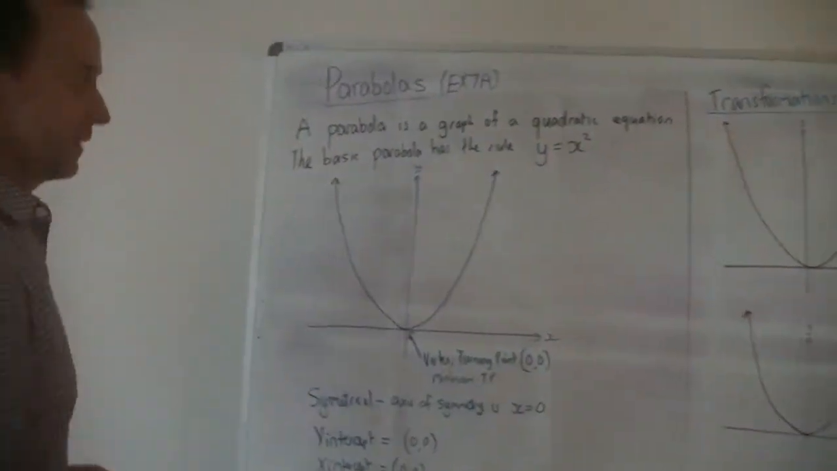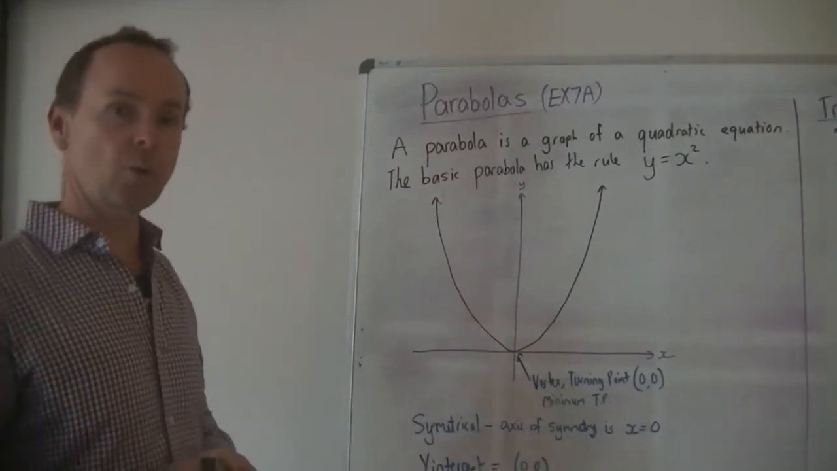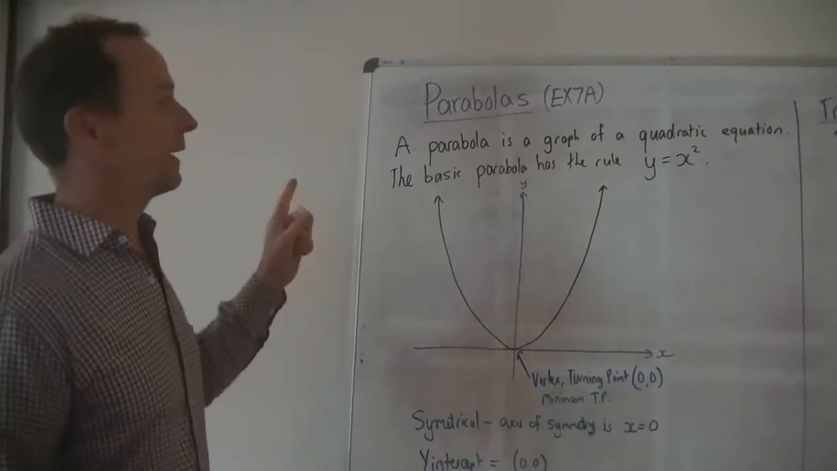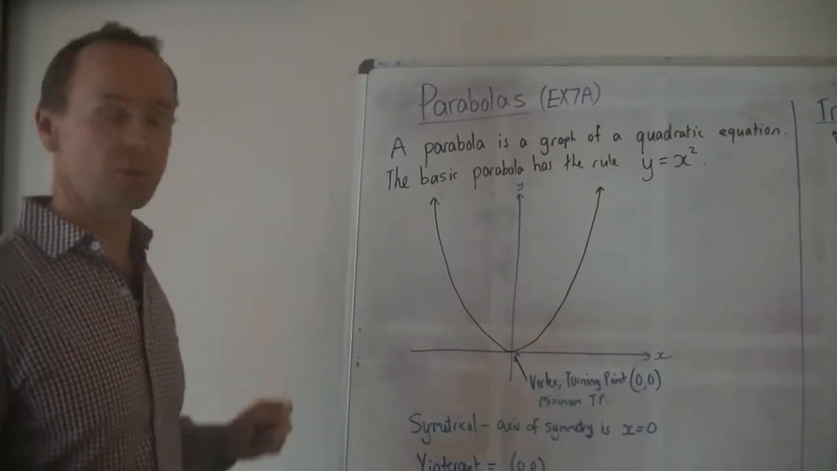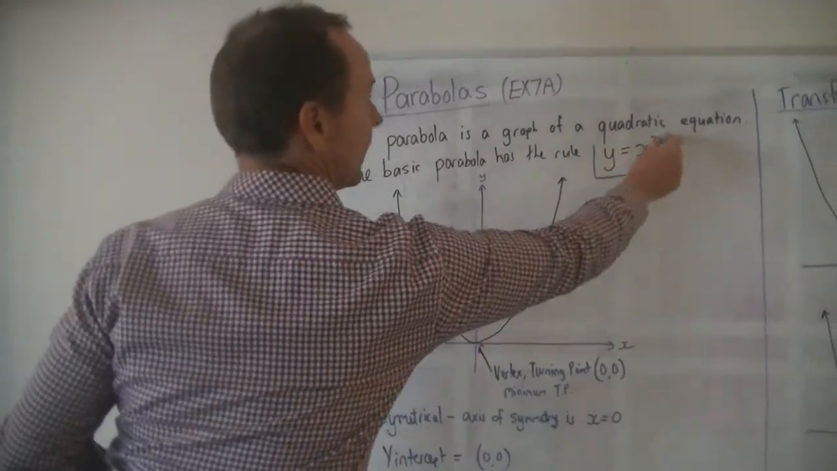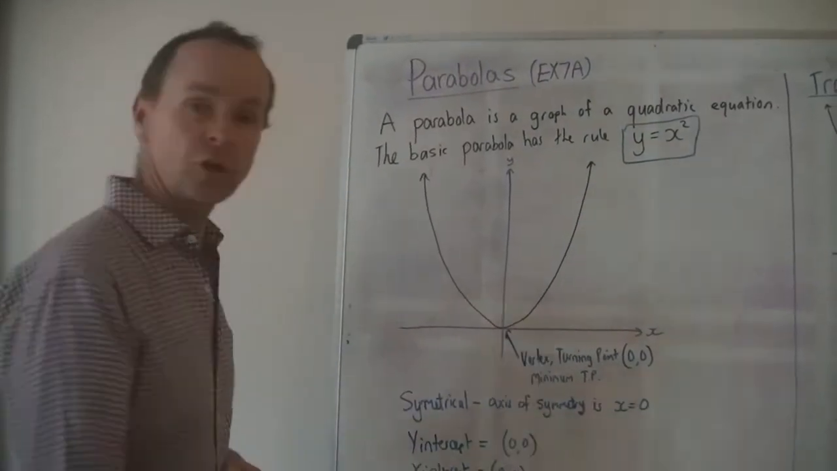But here's some basic theory. A parabola is a graph of a quadratic equation. So those equations you've used, like y equals x squared plus 3x plus 5, that's a quadratic equation, and it's a parabola. The basic parabola has the rule y equals x squared. So if it's got an x squared in it, it's a parabola. And a parabola is not a straight line.